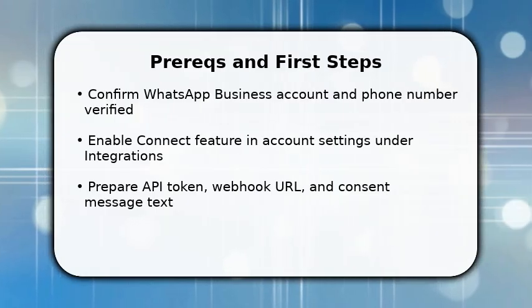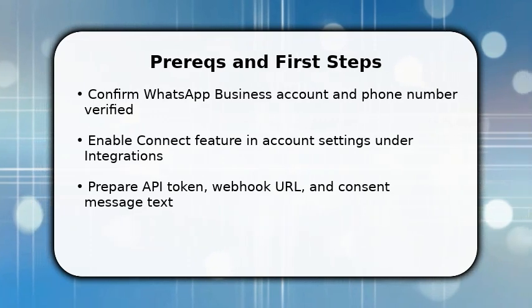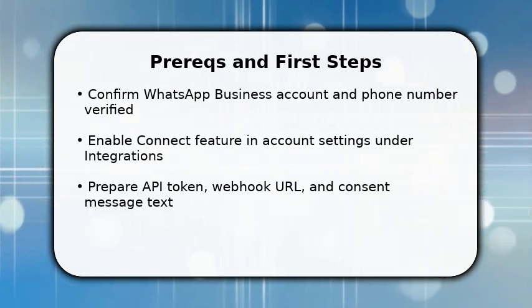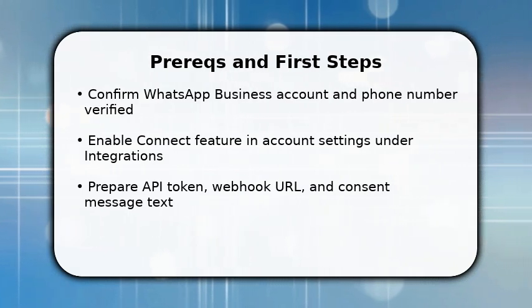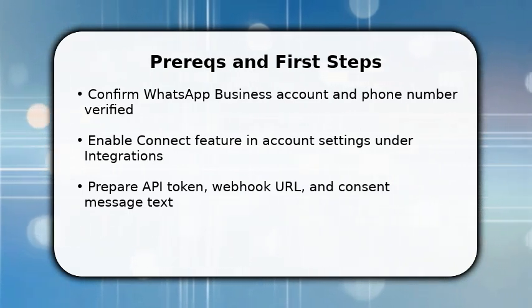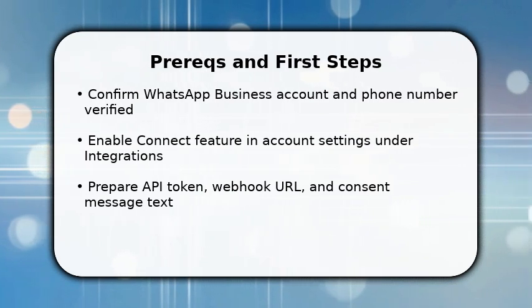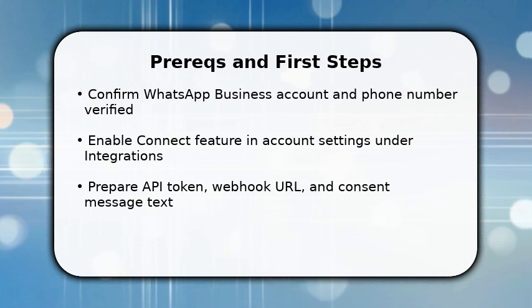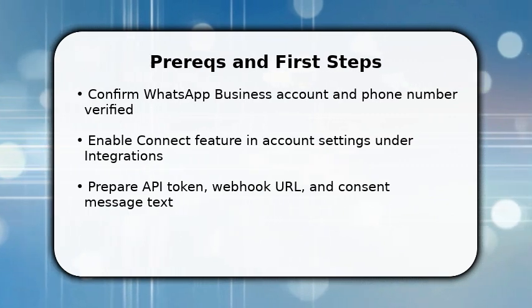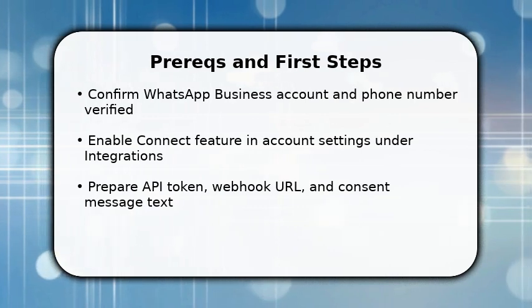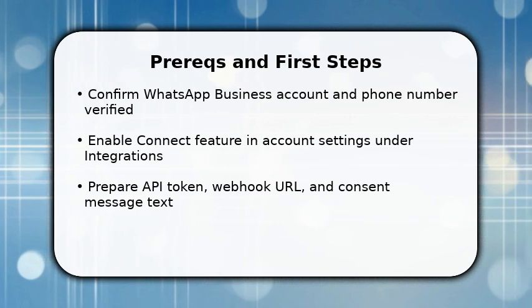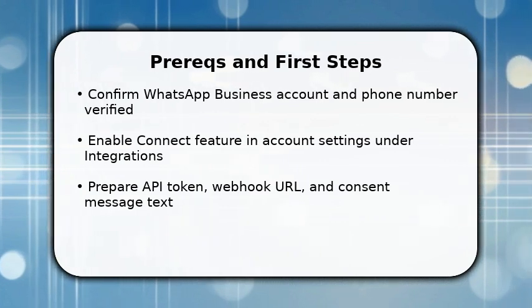You start by confirming two essentials: a verified WhatsApp business account and the phone number you'll use. Once done, open Settings and enable the Connect feature under Integrations. This attaches platform-level permissions. Make sure you have your API token and a reachable webhook URL ready, because you'll enter them immediately. You'll also draft the consent message users will see, concise and clear, since Connect requires explicit opt-in.